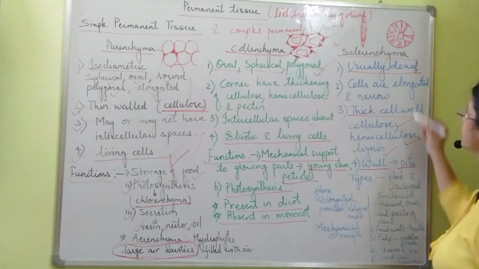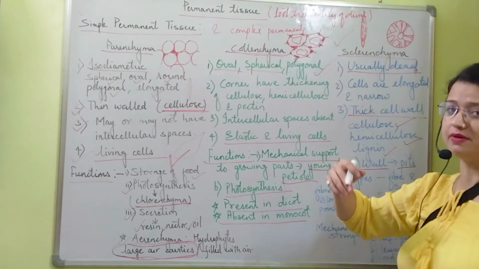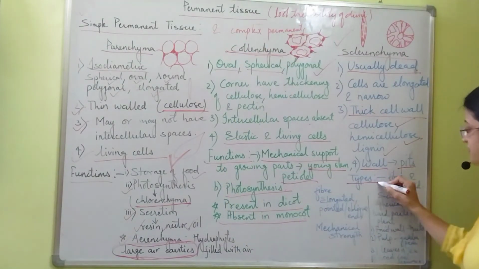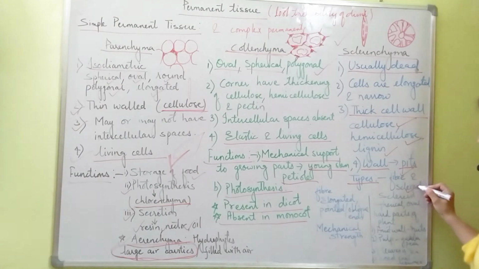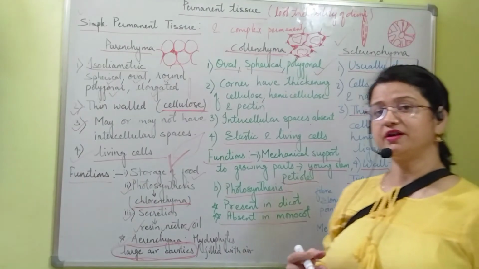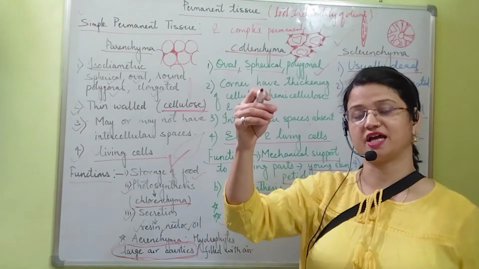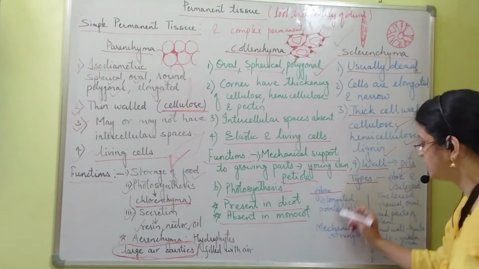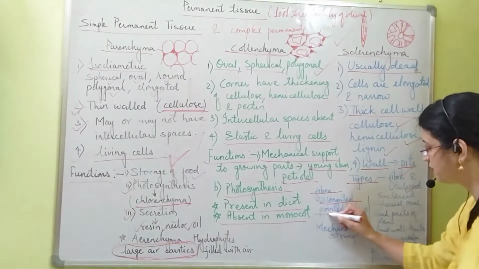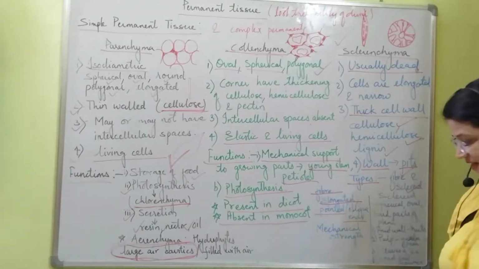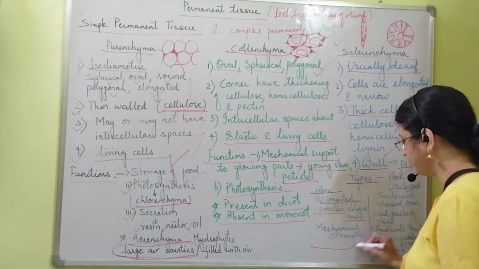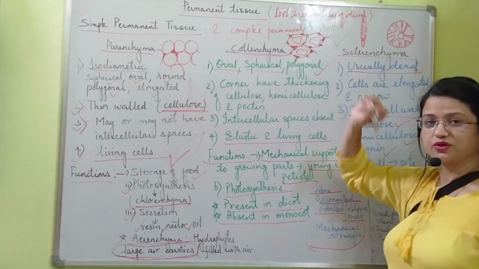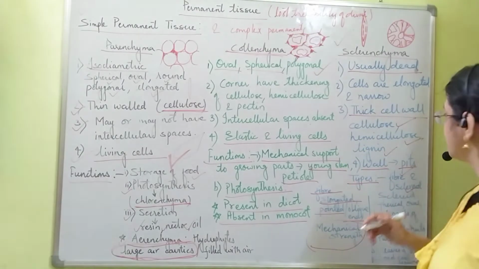In the wall we can see numerous pits. The pits can be numerous, which are present in the cell wall. It can be differentiated into two types, fibers and sclereids. Now what is a fiber? When the cells are elongated, having pointed or oblique ends, then it will be called a fiber. So fibers have elongated, pointed and oblique ends, and they provide mechanical strength to the plant. So here we can see the structure of a fiber.